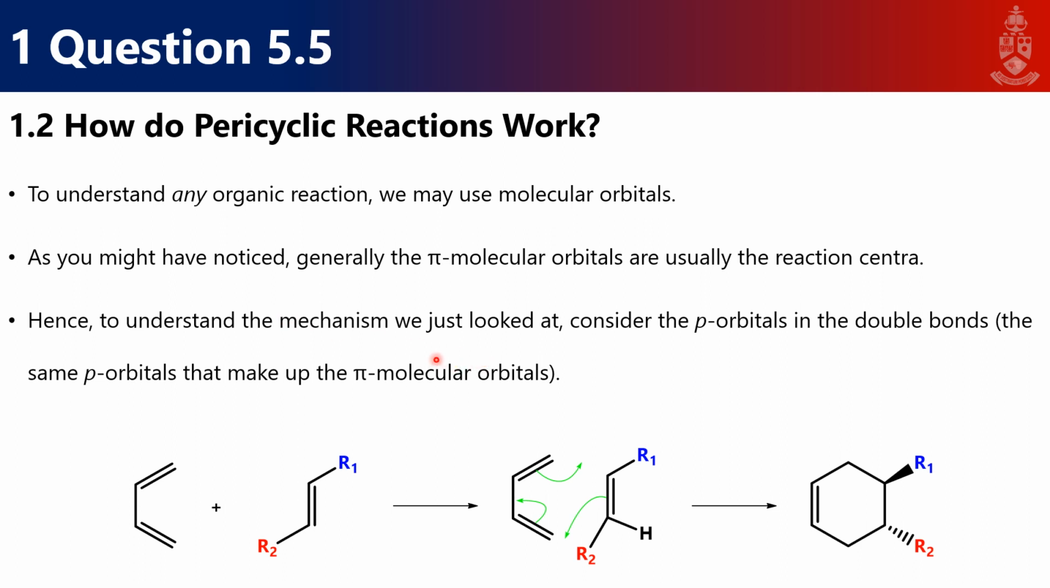So if we look at the reaction mechanism, we just looked at this one. If we consider the p orbitals in the double bonds, remember the p orbitals make up our double bonds, in other words, the pi molecular orbitals, as we saw earlier. So here's a p orbital, there's a p orbital, and so on. That is what actually is taking place. There's some sort of reaction here. So we think there's a double bond there, so it means these two p orbitals need to interact. This p orbital needs to interact with that one, and that p orbital needs to interact with that one.